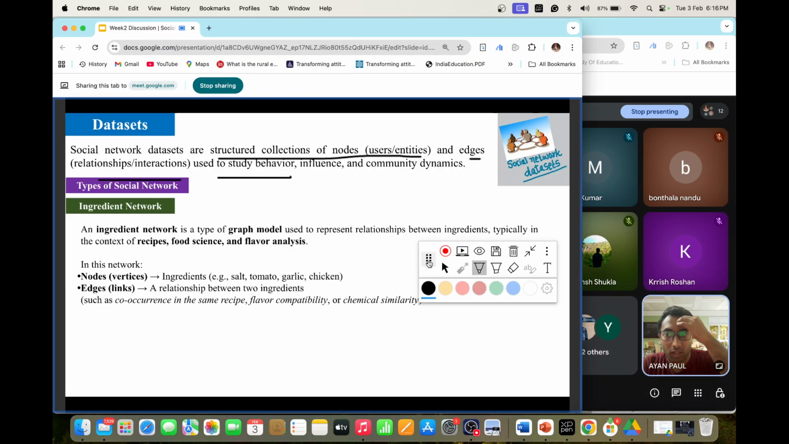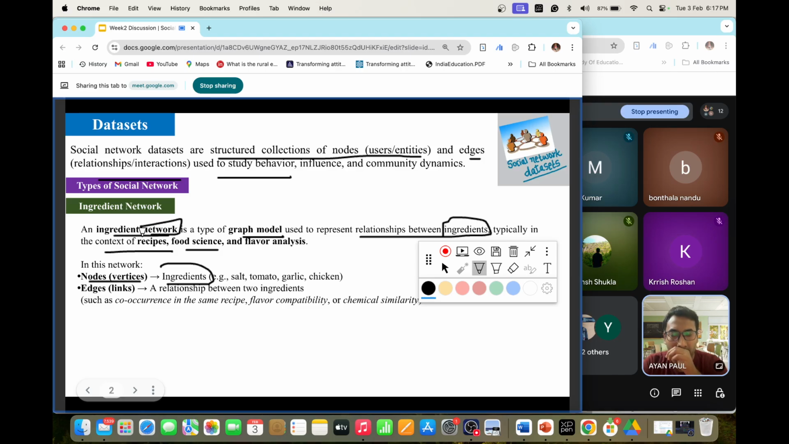So the ingredient network is the first network that has been discussed in this week. What is an ingredient network? It is a type of graph model used to represent relationships between ingredients, the ingredients that are typically used in food, in the context of recipes, food science, and flavor analysis. In any network, our first step is to identify two things: what are the nodes, and what are the edges. Nodes here in the ingredient network are ingredients.